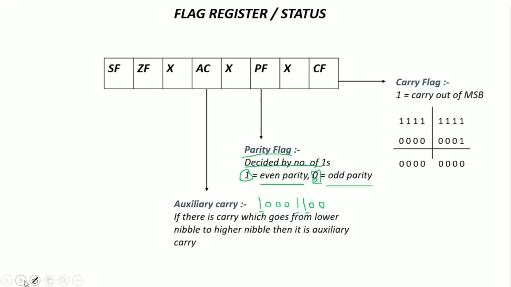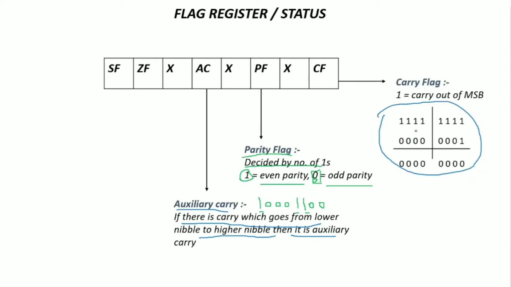Now we are going to learn about auxiliary carry. Let me use a different pen here. Auxiliary carry: if there is a carry which goes from lower nibble to higher nibble, then it is an auxiliary carry in this particular result. Let me explain with this particular example only.